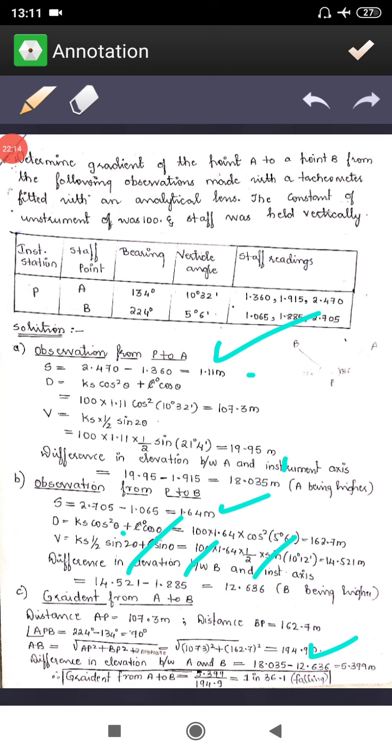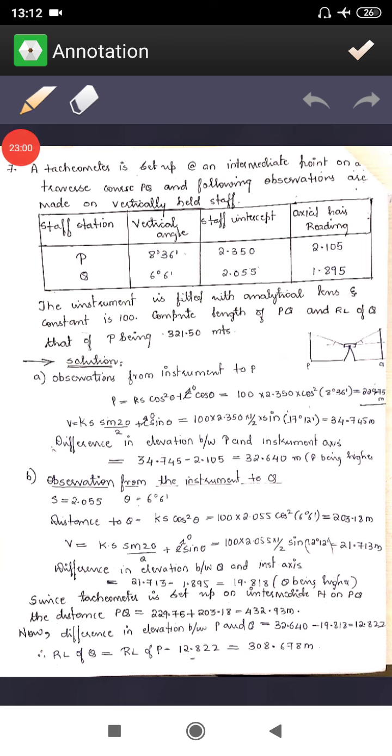So now what we are going to have is that, see, if you see this, we are going to have AP square plus BP square plus 2 AP BP, so that is going to get the square root of that, that is going to get the difference in elevation. So we are having 18.035 minus 12.635, it is going to be 5.399 meter. Gradient from A to B is this 5.99 divided by 194.9, that is going to be 1 in 36. So this is very important, 1 in 36. If you are having a negative answer, then you are going to write it as falling gradient.